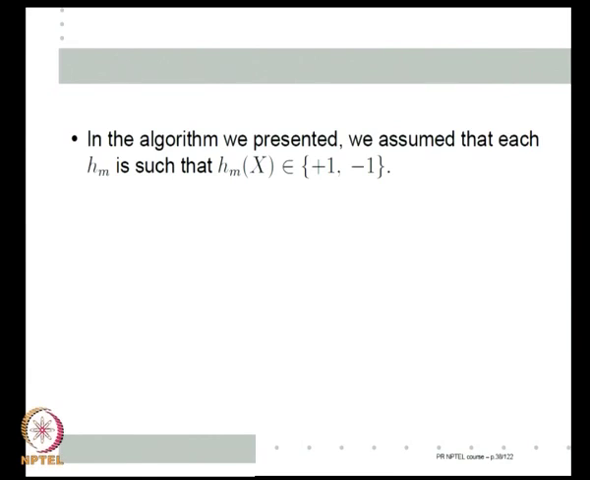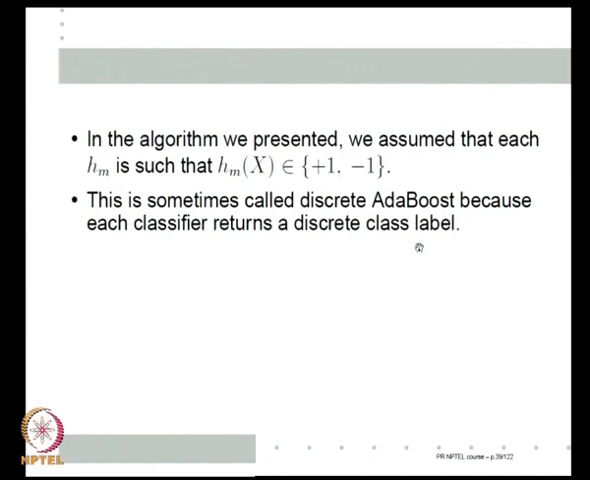Of course, the particular AdaBoost algorithm we presented is such that we assume that each h_m is a classifier, that is, a binary valued output. h_m(x) takes only values +1 and -1. So, this AdaBoost is called discrete AdaBoost, because each h_m takes on only discrete values, the class labels.